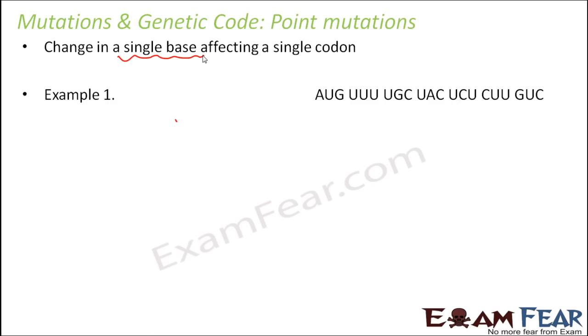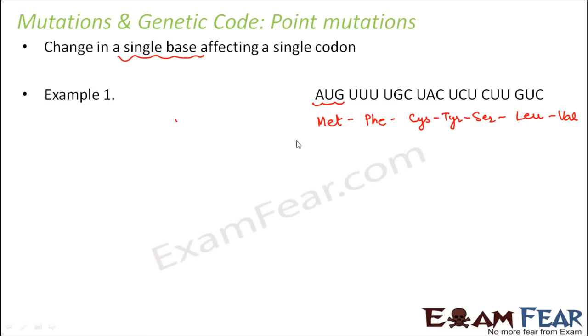So let us take this example. Here you see this is the nucleotide sequence. Now if we want to know the amino acid sequence, what will it be? AUG is for methionine, UUU is for phenylalanine, UGC is for cysteine, UAC is for tyrosine, UCU is for serine, CUU is for leucine, and GUC is for valine.